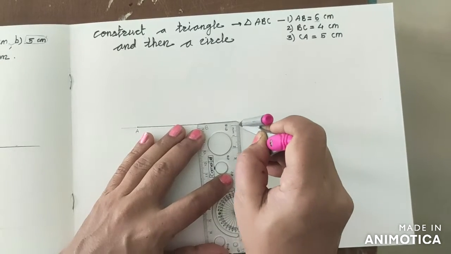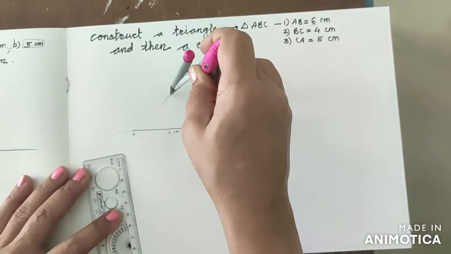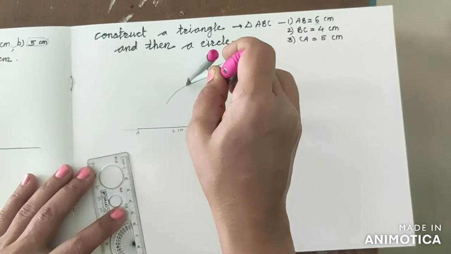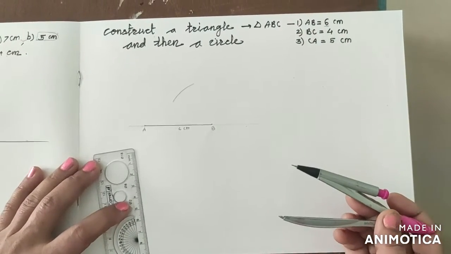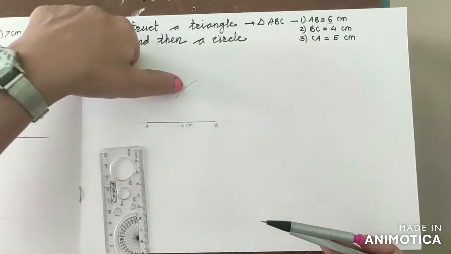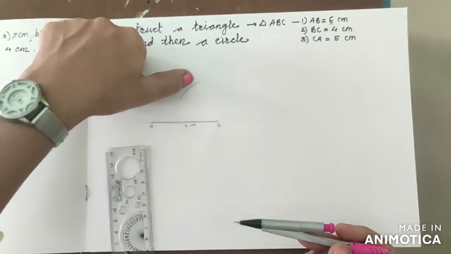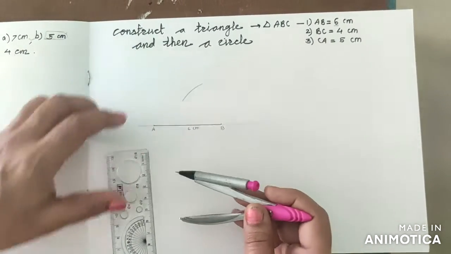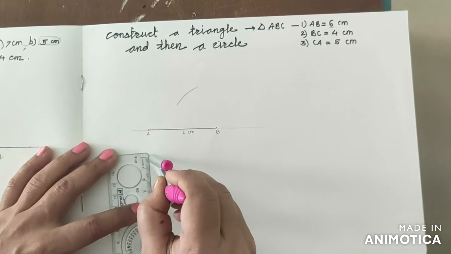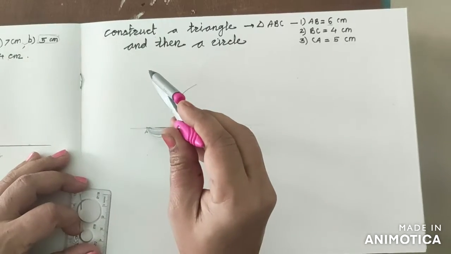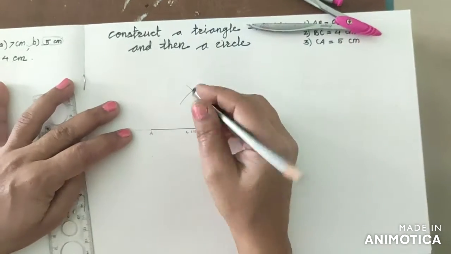Take 4 centimeter in our compass in this way. Placing our pointer at B, draw an arc like this. Understand? After that we have one more length, that is CA, or AC, we can read it like this too. Here is the C point. For that, taking 5 centimeter in our compass, cross that arc. This way we get the C point.